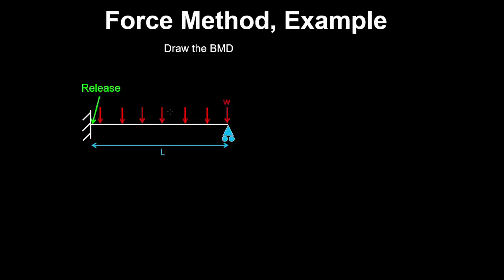Let's draw the bending moment diagram for this beam, and here we're going to release the fixed support. So if we draw in our reactions, we have one at the roller, two force reactions at the support, plus a moment reaction. So we have one extra unknown, and we can use the force method to solve for it.